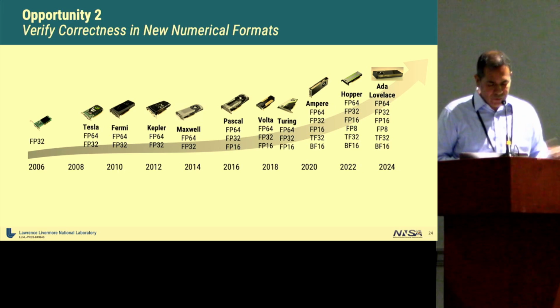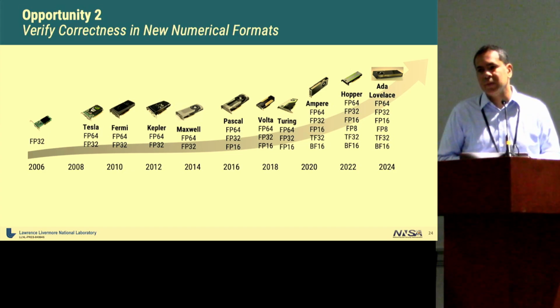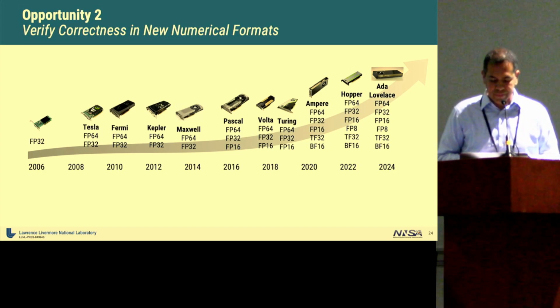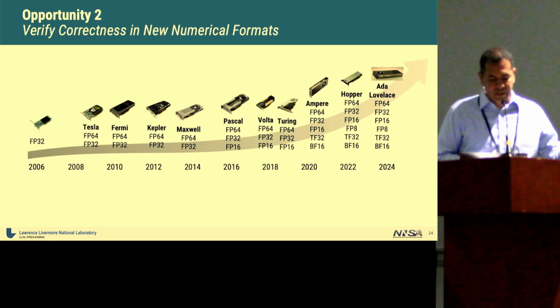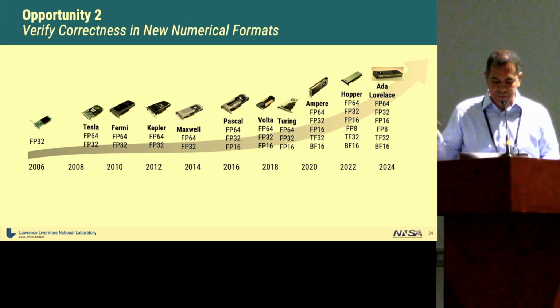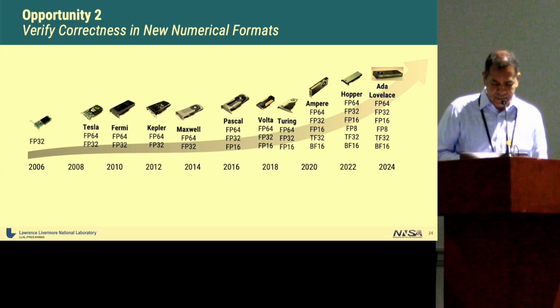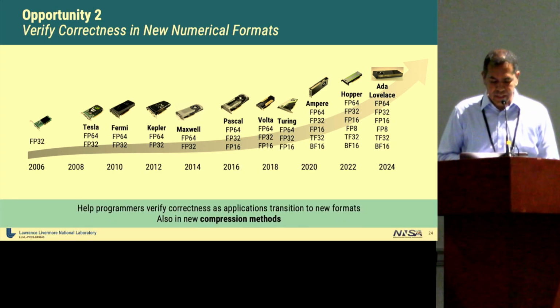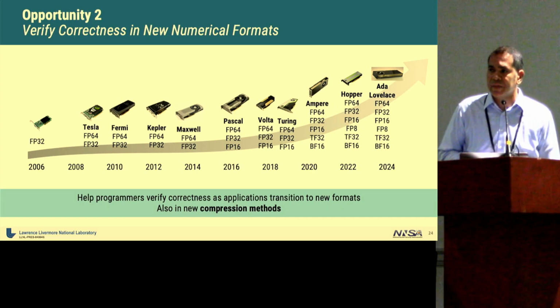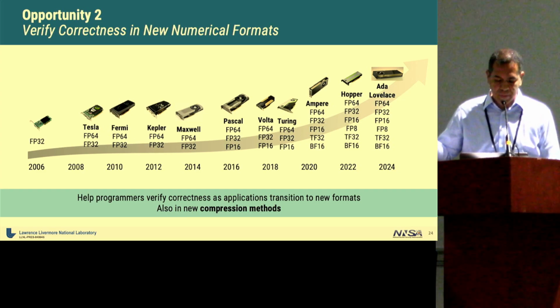So this graph shows the increase of numerical formats in NVIDIA GPUs. As you know, NVIDIA GPUs are widely used. And they started with the FP32 format a long time ago because the market was dominated by 32-bit video games and things like that. But the number of formats has been increasing recently, and we have now, I think, at least 6 formats in an NVIDIA GPU. And so we have an opportunity here to help them verify correctness as they use mixed precision or as they integrate some of those formats in their code.